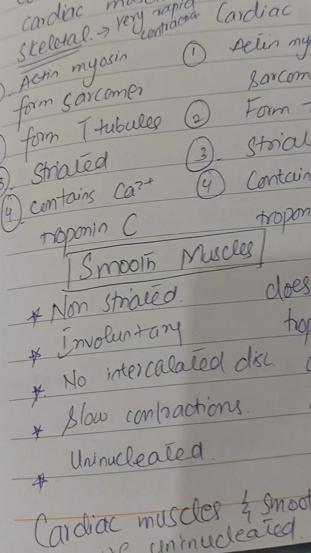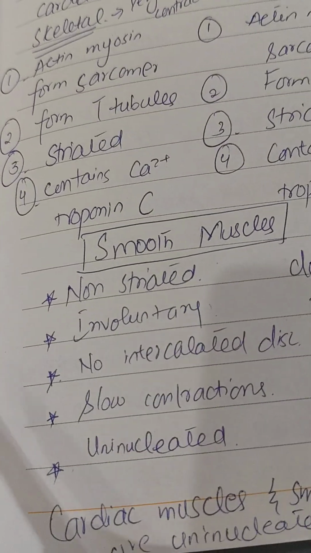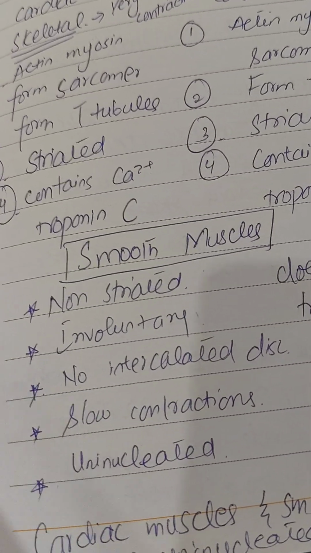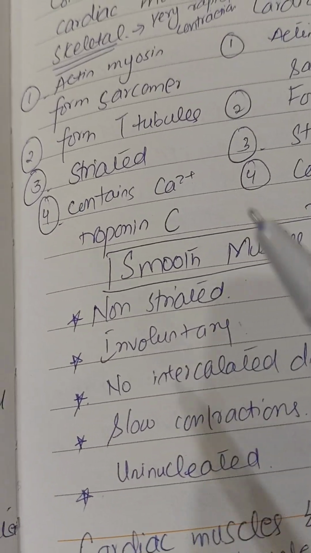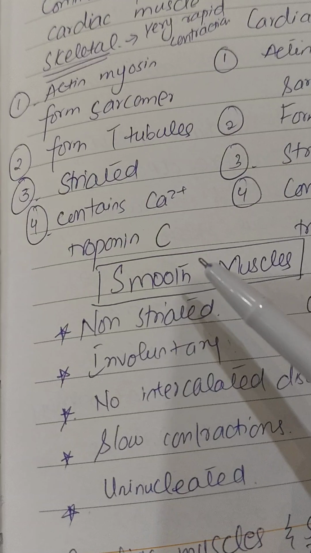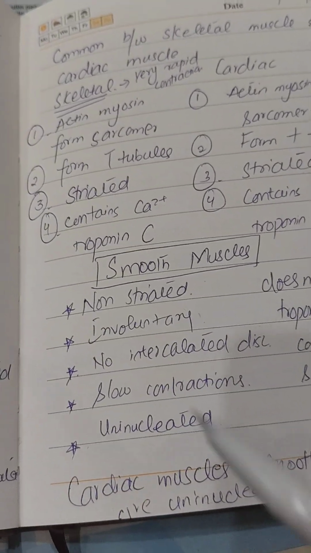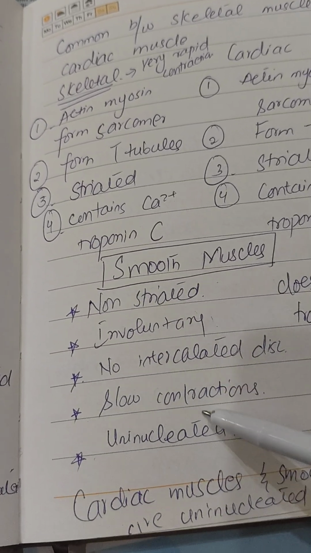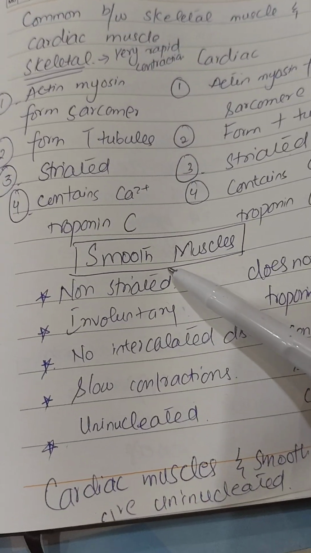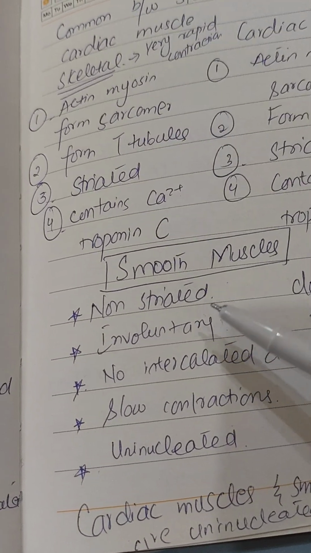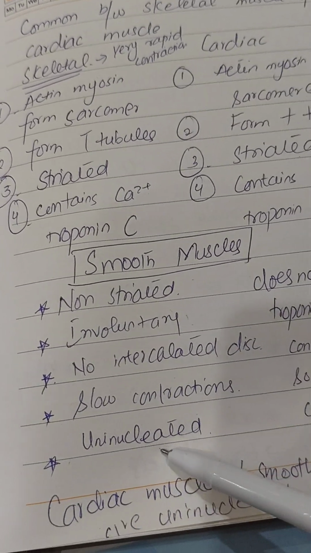Then comes the smooth muscles. Smooth muscles are non-striated, involuntary. All of the things that are present in the cardiac and skeletal muscles are absent in the smooth muscles. So there are no striations. They are involuntary. No intercalated discs. There is nothing separating the two muscles. Then slow contractions, uninucleated, no striations. Smooth muscles are not striated, they are involuntary, there are no intercalated discs, slow contractions, uninucleated.